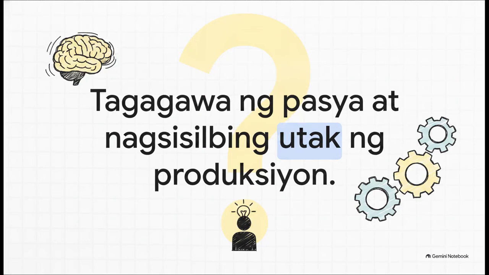Let's look at test item number 2. The prompt says, ang tagagawa ng pasya at nagsisilbing utak ng production. Okay, let's apply our decoder. Scan the sentence. Boom. Do you see it? Utak ng production. We know utak means brain. The brain of production. That keyword maps directly to the correct answer, entrepreneur. You didn't even need to translate the rest of the sentence to completely nail it.